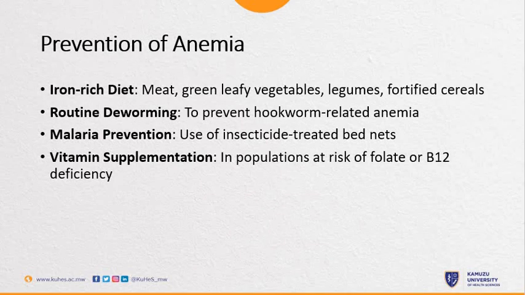Prevention of anemia includes iron-rich diets. So if your diet includes meat, green leafy vegetables, legumes, fortified cereals, routine deworming to prevent hookworm-related anemia, because hookworms can puncture the intestinal lining, leading to blood loss and thus anemia.